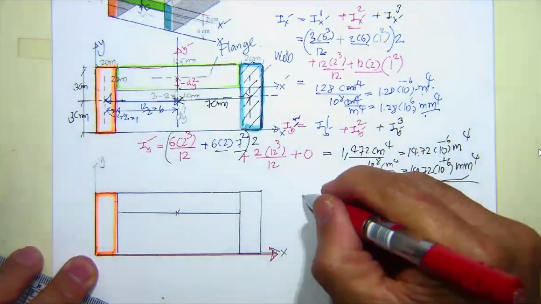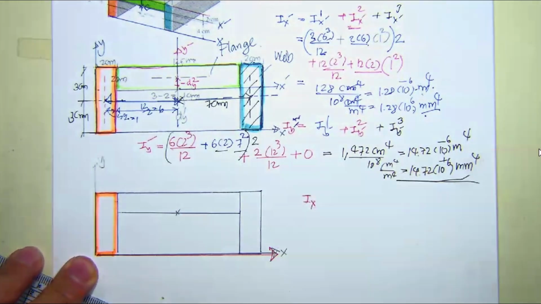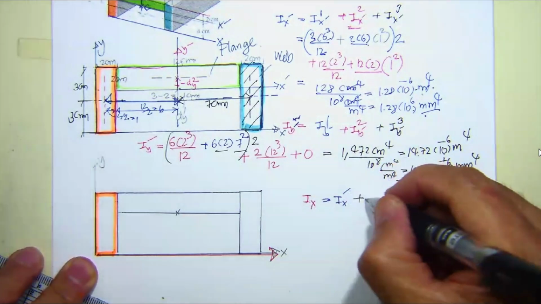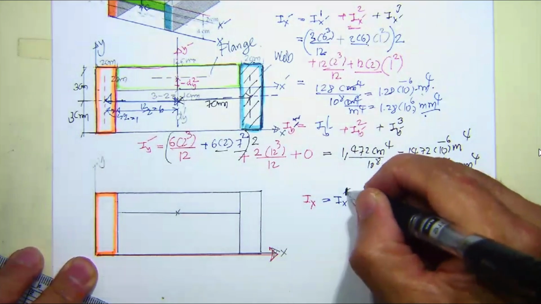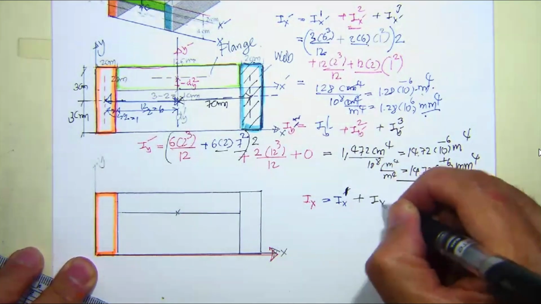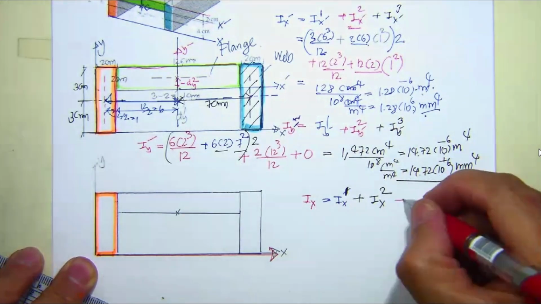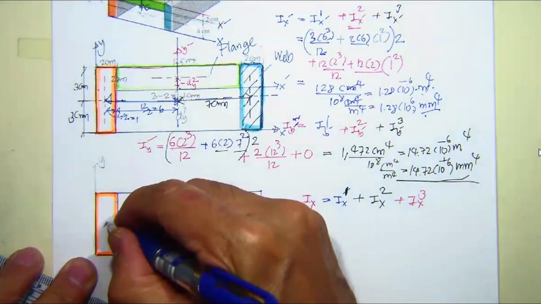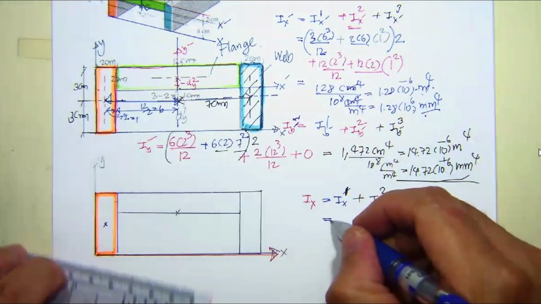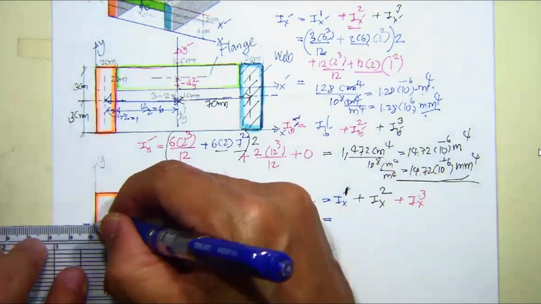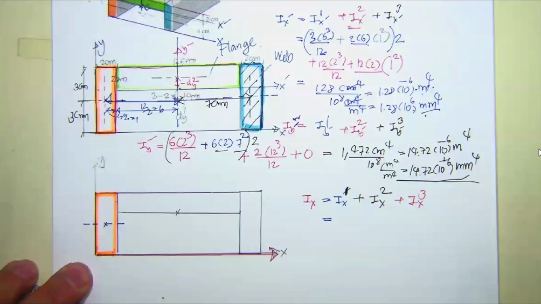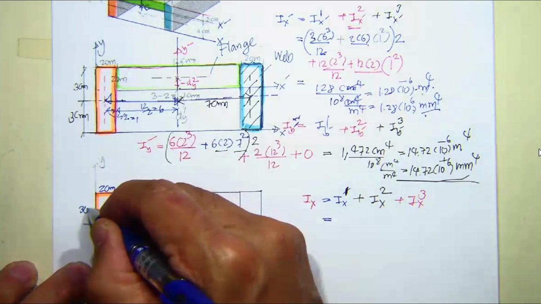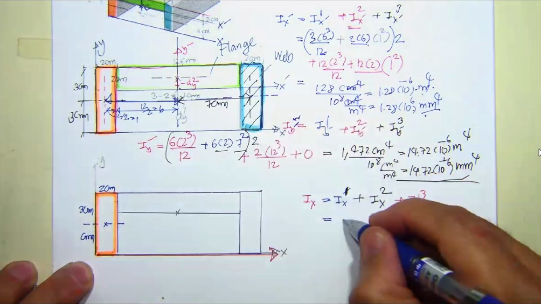Then I sub x is going to equal I sub x1 plus I sub x2 plus I sub x3. For I sub x1, its centroid is over here, and then we put in the parallel axis to the centroid. This is 2 centimeter, 3 centimeter, 3 centimeter.